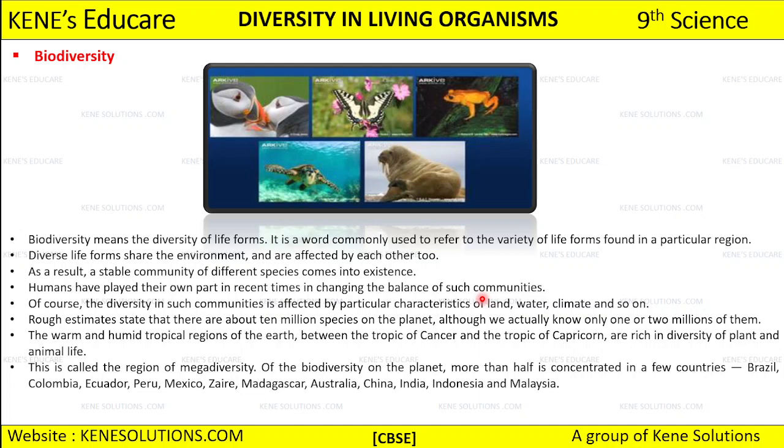According to a rough estimate, there are about 10 million species present on the planet. How many? 10 million species present on our planet. Although we actually know, how many do we know? We know that there are 10 million species, but how many have we studied? We have only known 1 or 2 million of them.